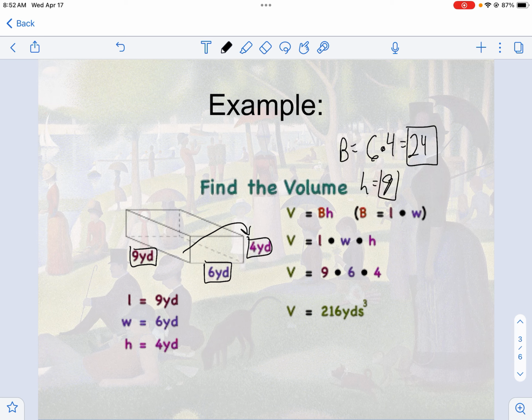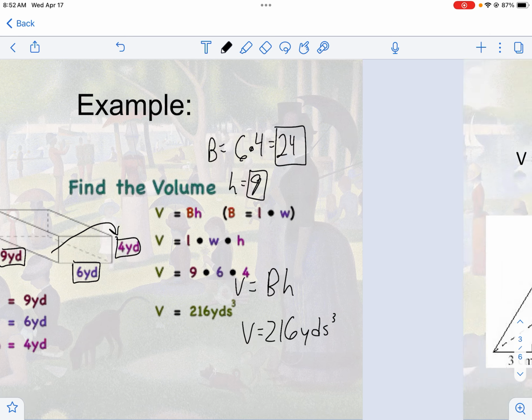Okay, so I'm going to take that 24 and I'm going to multiply that by 9. We should get 216, just like they did here, 216. So you're going to take B times H equals V. So V is equal to 216. And then my units are going to be cubed, of course, because I'm in 3 dimensions. In 2 dimensions, I used squared units, and cubed for 3 dimensions.